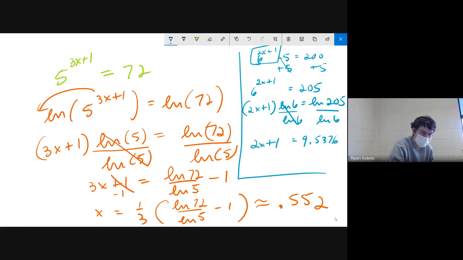And then just solve for x. That's about 4.2688.